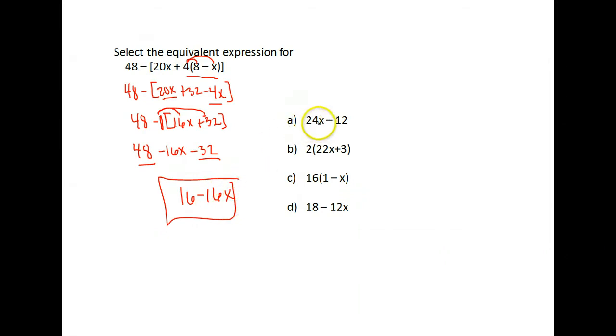Well, obviously this one's not. It has 24x instead of a 16x. This one has a set of parentheses, so to really determine if they're the same, I do need to distribute here. 2 times 22 would be 44x, and 2 times 3 would be 6. That is not the same as our 16 minus 16x. Next, we have 16 times 1 minus x. Again, we have a parentheses. We're going to distribute. 16 times 1 is 16, and 16 times negative x is negative 16x. Well, look there, we have a definite match. So our equivalent expression would be option C.